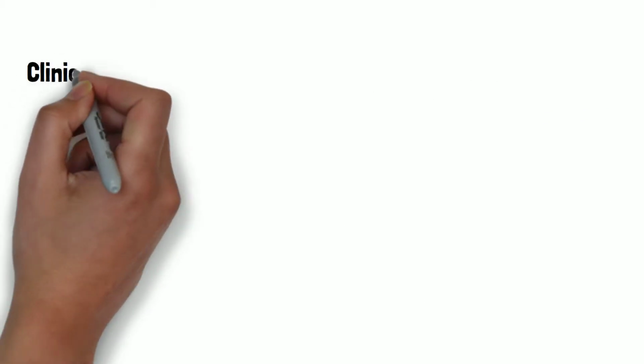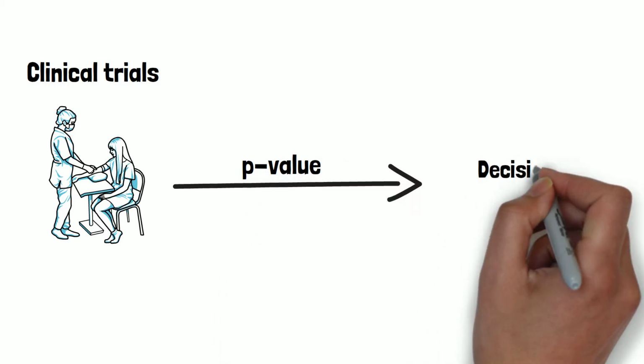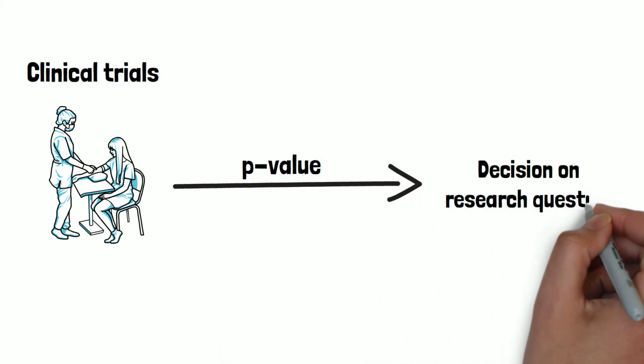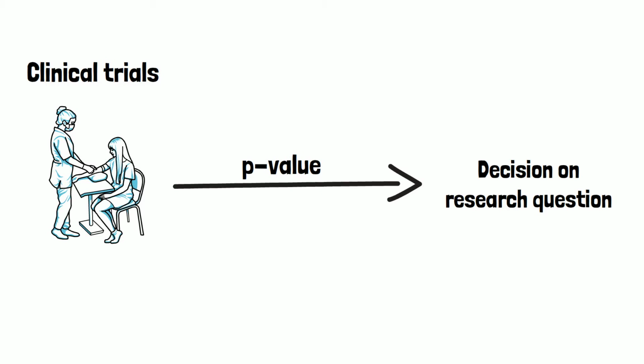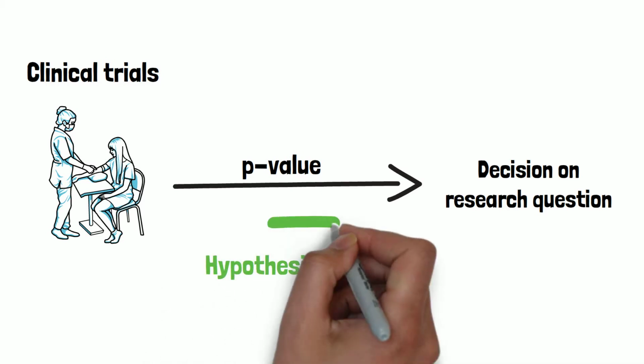In clinical trials, the p-value is often the critical value for deciding on the research question addressed. A crucial point in this context that should be determined in the beginning of the trial is the type of hypothesis testing that will be applied.